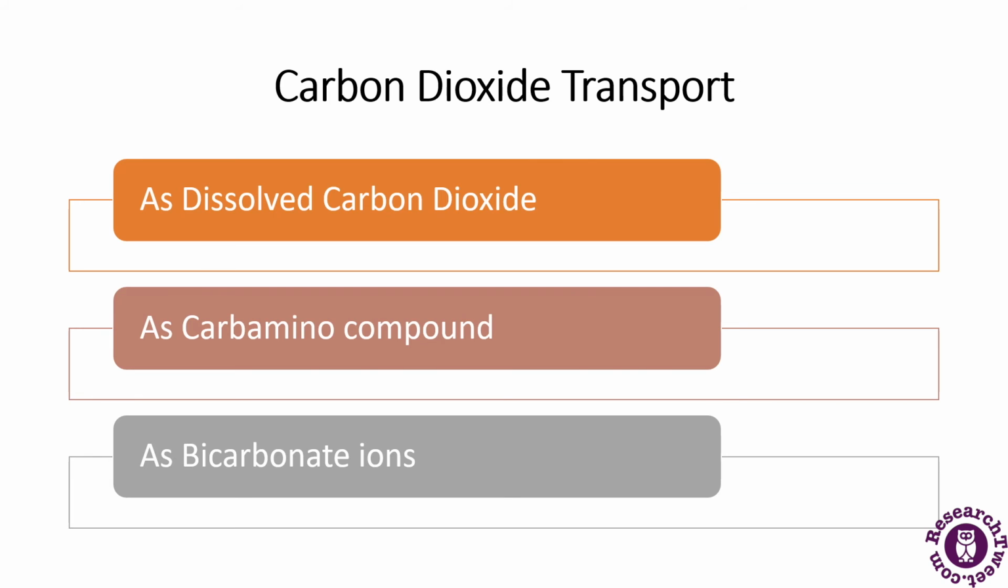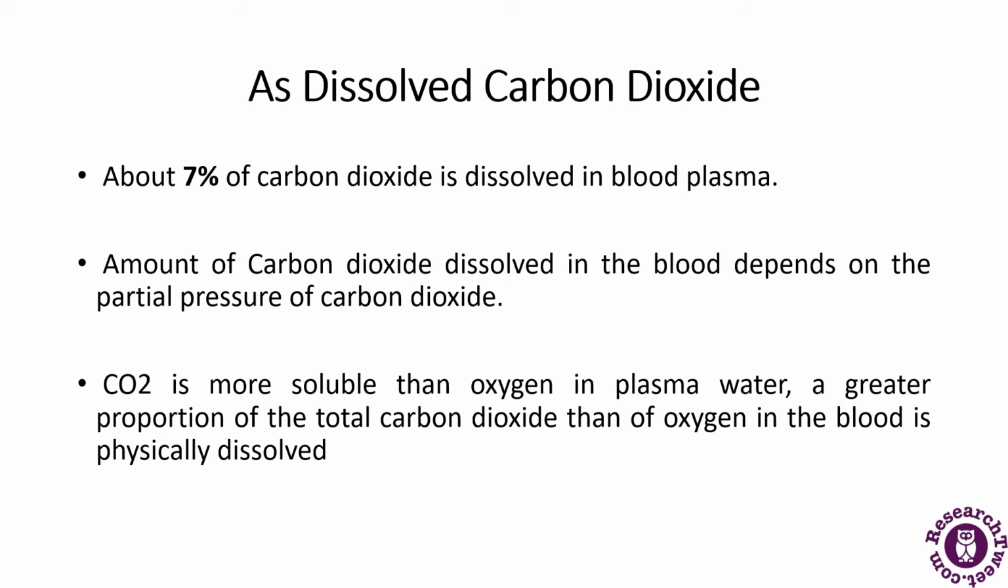First we will discuss dissolved carbon dioxide. About 7% of the carbon dioxide is dissolved in the blood plasma. The amount of carbon dioxide that is physically dissolved in the blood depends on the partial pressure of carbon dioxide. Because carbon dioxide is more soluble than oxygen in plasma water, a greater proportion of the total carbon dioxide than of oxygen in the blood is physically dissolved. So this is about the dissolved carbon dioxide.